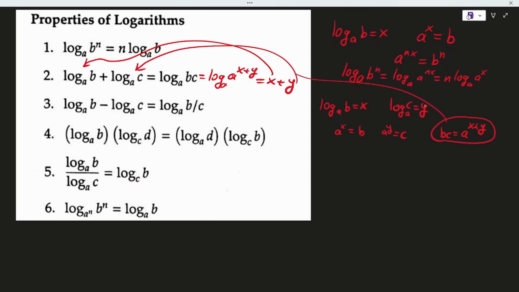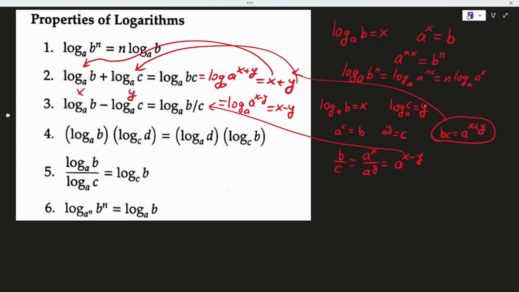Here we can prove the third. Clearly, the third one is almost the same as the second equation, but the difference is that if we consider b over c, this equals a to the power of x divided by a to the power of y, which is clearly equivalent to a to the power of x minus y. And if we use this substitution, this will be equivalent to log base a of a to the x minus y, which is clearly x minus y. And clearly this is the x part and this is the y part. And we are done.